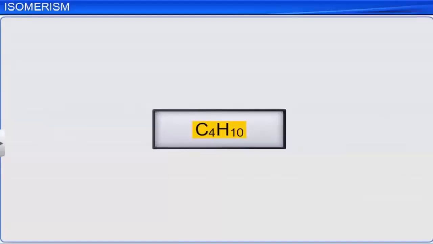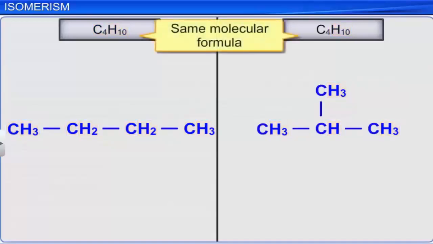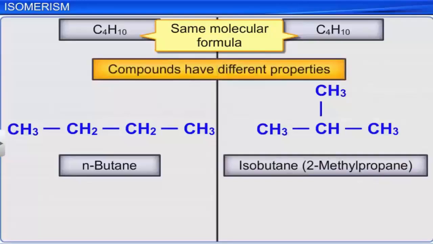If we were to draw the structure of C4H10, we could draw it in the 2 ways shown here. Both the compounds have the same number of atoms, that is, 4 carbon atoms and 10 hydrogen atoms. Thus, their molecular formula is the same. The name of the first compound is n-butane and the second compound is isobutane or 2-methylpropane. Both these compounds have different properties.